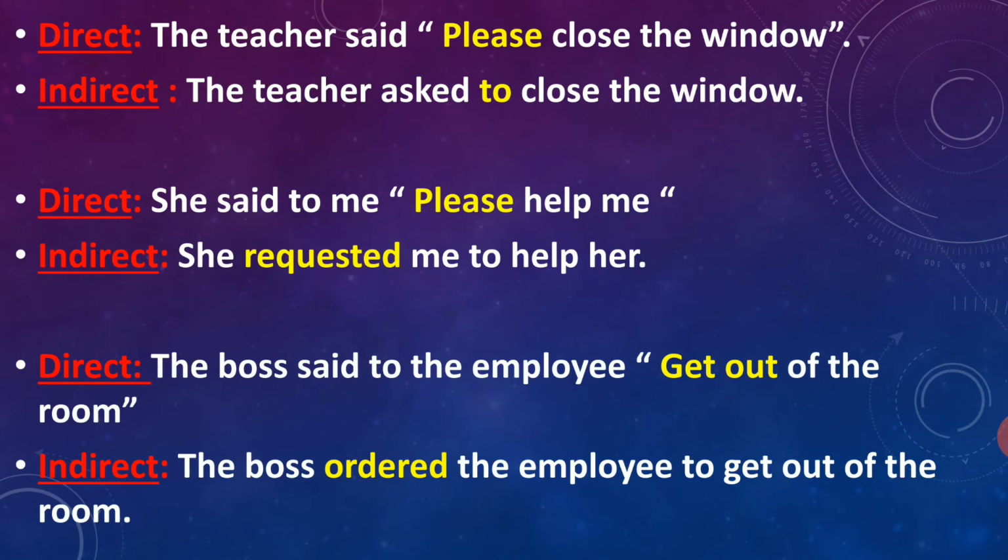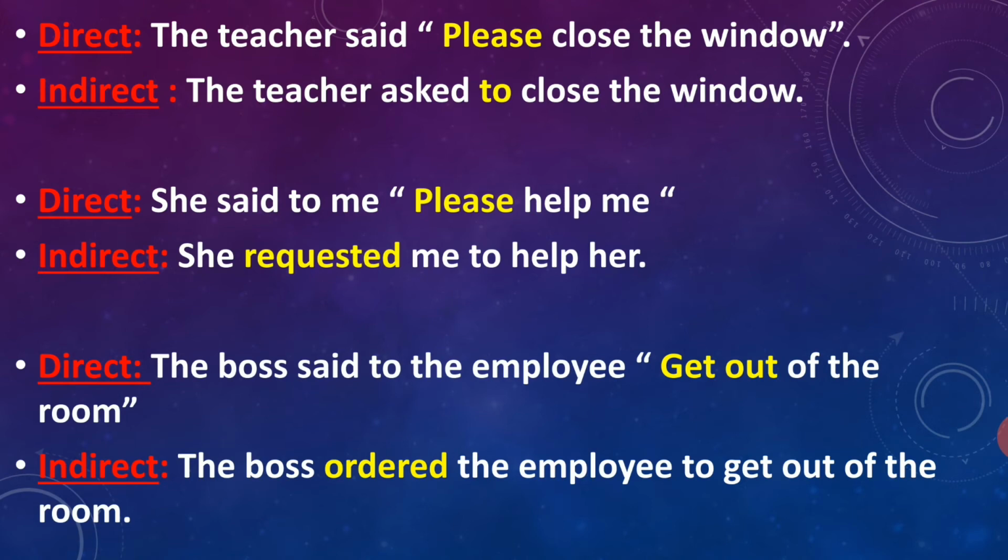The second sentence is, she said to me, please help me. See, here also please is there, so we're using the word request. This is the mood of the sentence. So when a person is telling you a sentence in direct speech, you have to know in which form he is telling you. It is a request she's making, right? So we have to write it as, she requested me to help her.